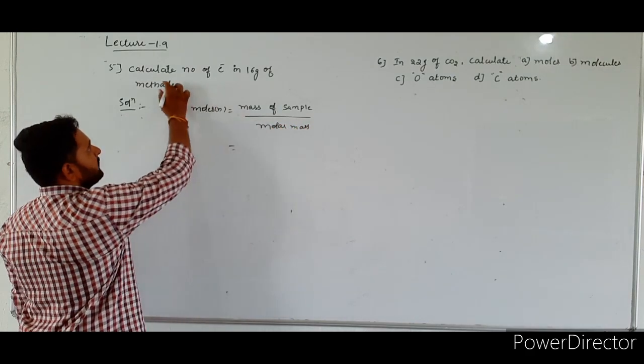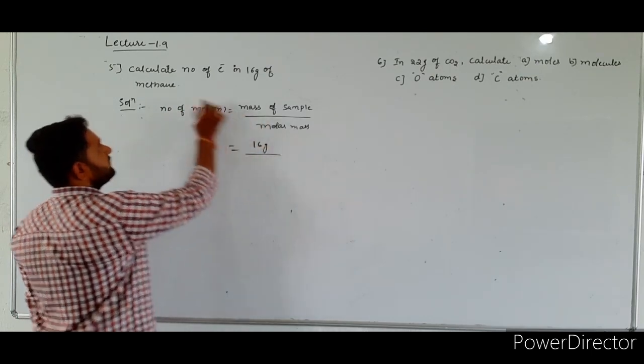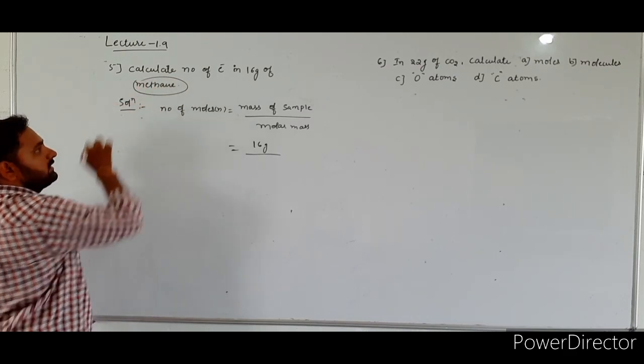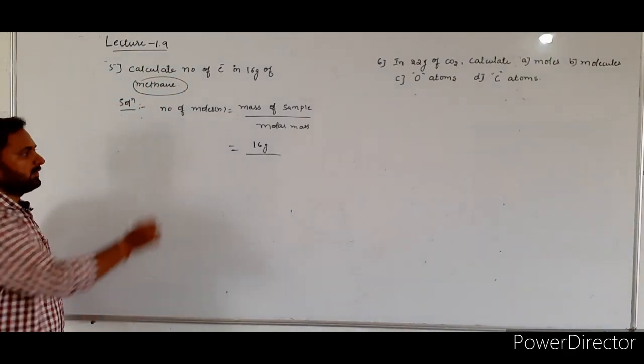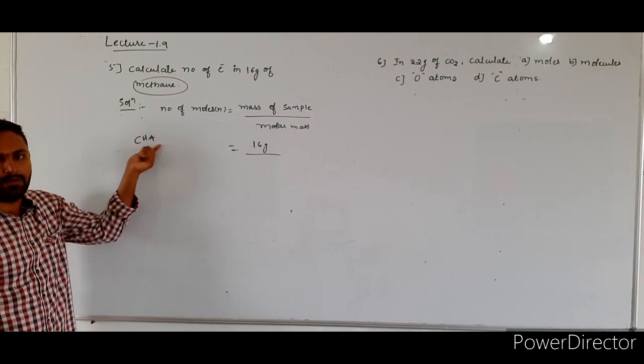What is the mass of the sample? 16 gram. Then what is the molar mass of methane? What is the chemical formula of methane? CH4. Then what is the molar mass of CH4?